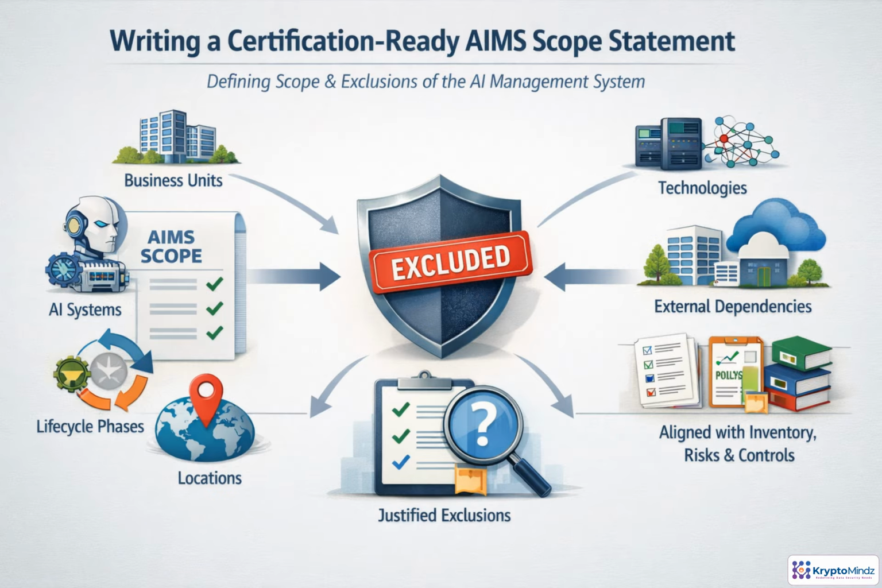A certification-ready AIMS scope statement must be specific enough for an auditor to test. Define which business units, AI systems or categories, lifecycle phases, locations, users, technologies, suppliers, and dependencies are covered. State exclusions clearly, with a reason that can withstand challenge. Avoid broad claims like all AI unless governance truly reaches everything. Finally, reconcile the wording with your inventory, risk assessments, policies, controls, owner approval, and review cadence.